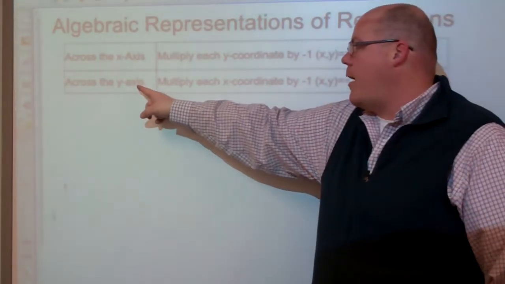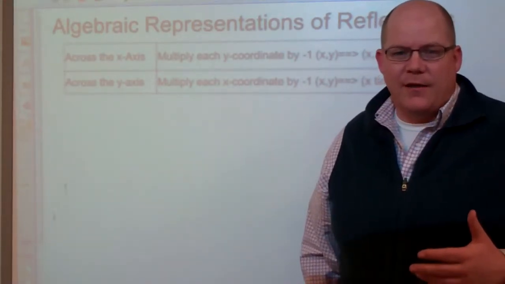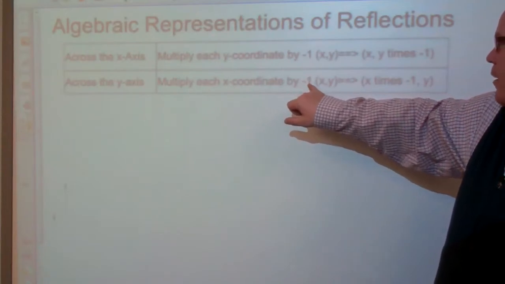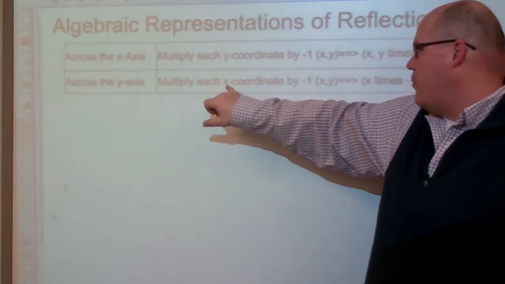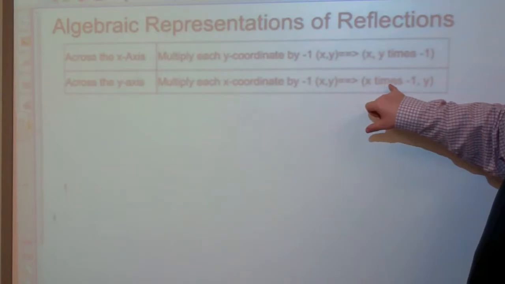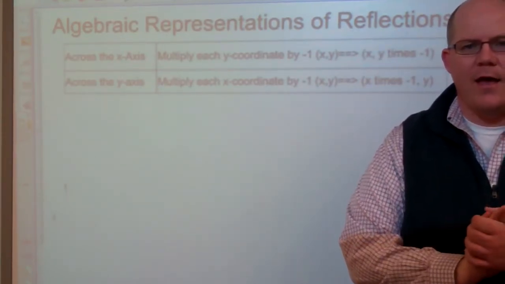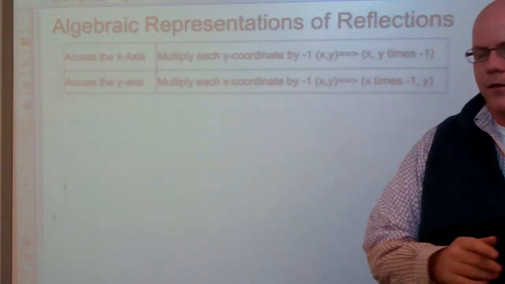When we do it across the y, all the y values are staying the same, but the x values are changing. So same thing, we're going to multiply negative 1 times each of the x coordinates. So (x, y) becomes (x times negative 1, y). All right, real simple. Let's go ahead and look at a table and give you guys an opportunity to complete a table.